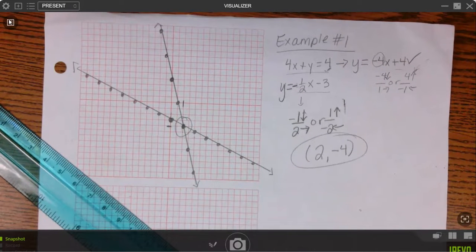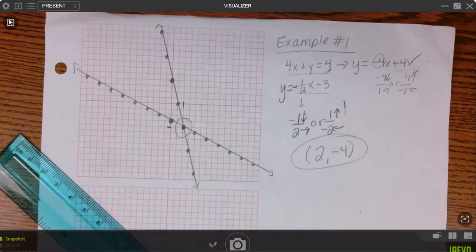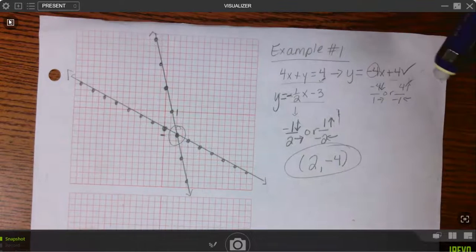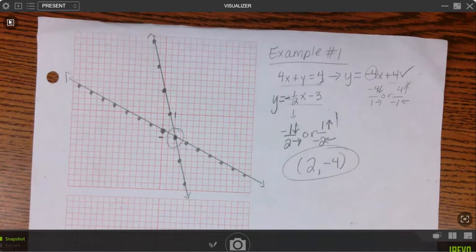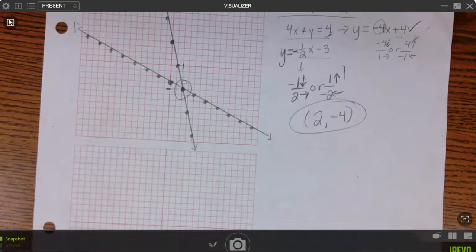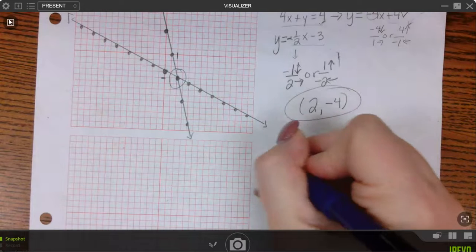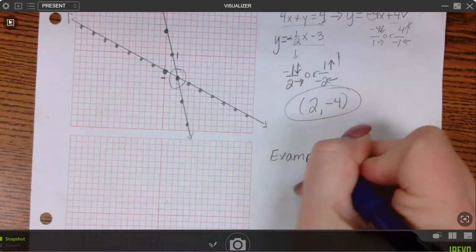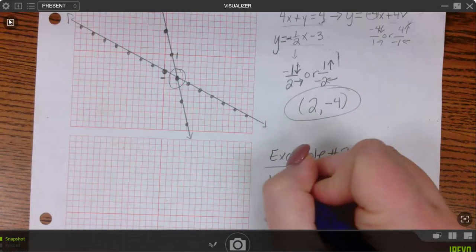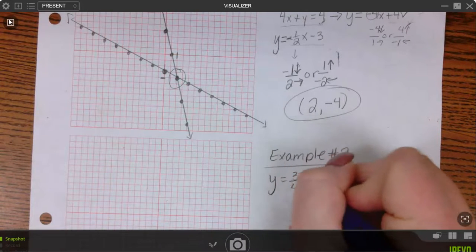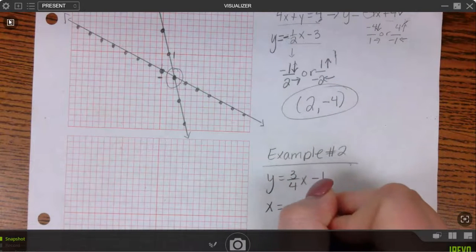Okay, I want you to pause the video and try example 2 on your own. We will check in just a moment. Okay, you should have paused the video. So example 2, those equations are y equals 3/4 x minus 1, and then x equals -4.